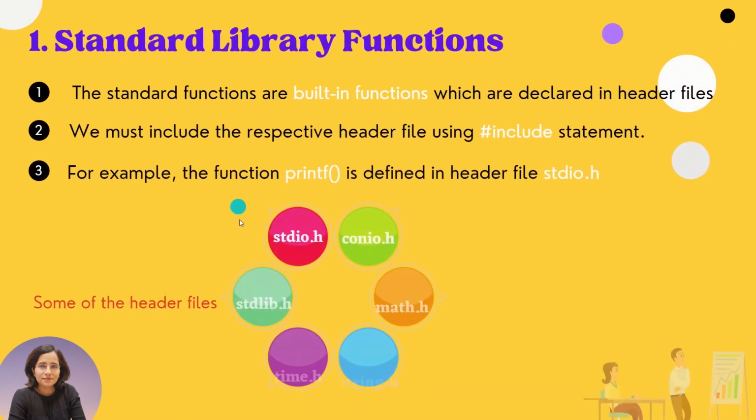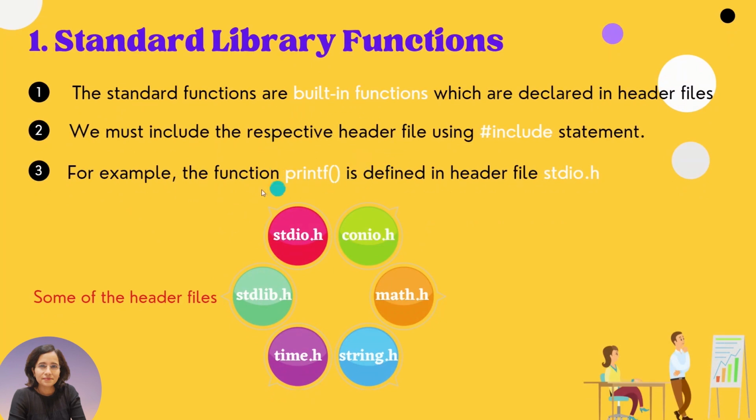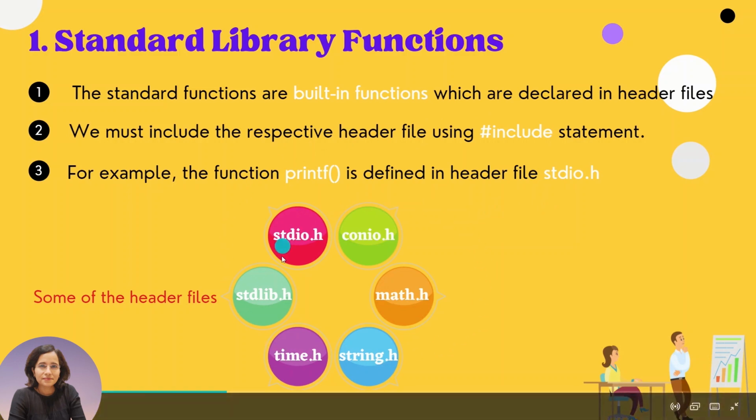So let's understand the concept of standard library functions. Standard library functions are built-in functions which are declared in the header file. If you want to use that particular function, you should include that header file using #include. Take an example. If I want to use a printf statement, which is a built-in function, this printf statement is stored in the stdio.h header file. So I should include the stdio.h header file in the beginning of the program, which we have already studied in the previous programs. Here is the list of some of the header files.